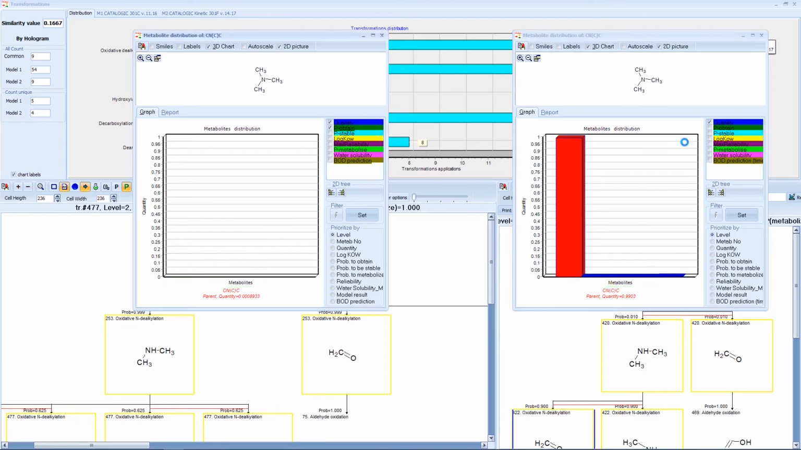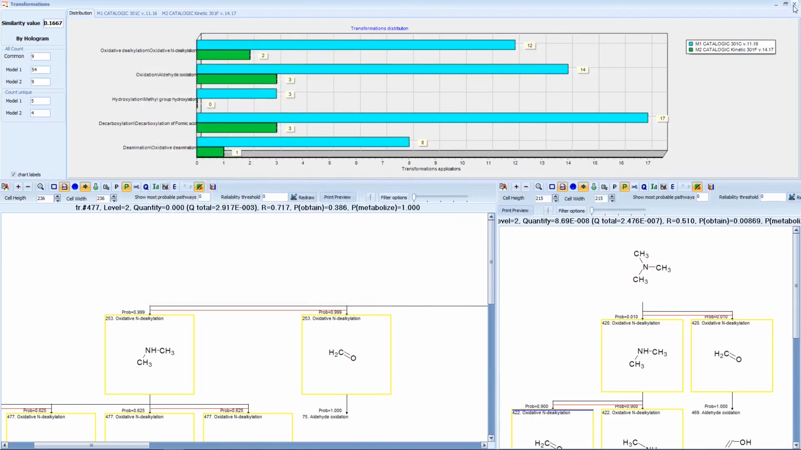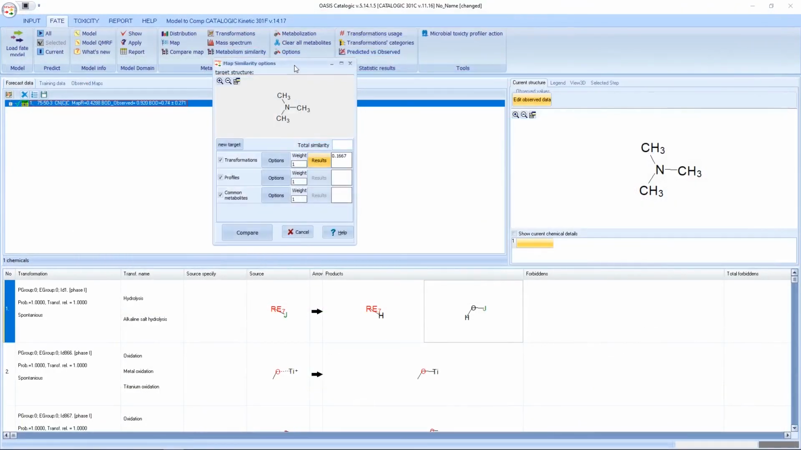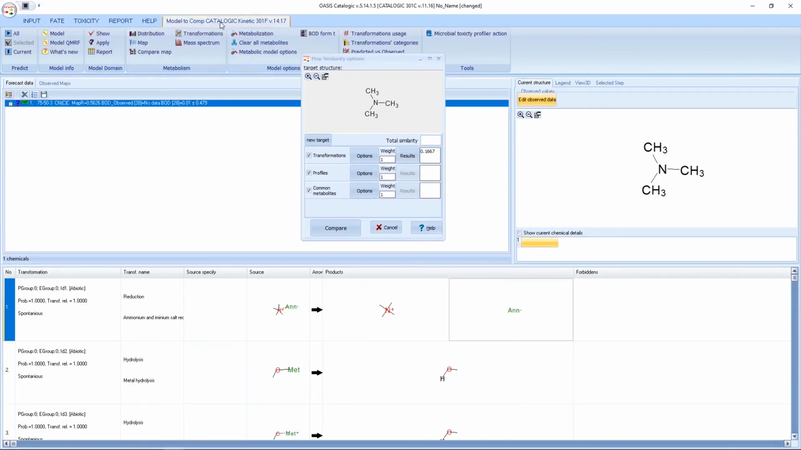This difference could be also justified by the probabilities of the metabolites to be generated. Can you see the difference? It is obvious. It is important to understand that the probabilities of the transformations are derived from the observed biodegradation data of the training set chemicals. In summary, the different probabilities of the same transformations occurring in the Catalogic 3.1C and 3.1F models explain the difference in the predicted BOD values for trimethylamine.